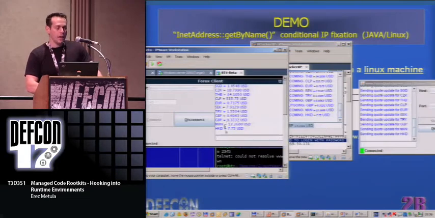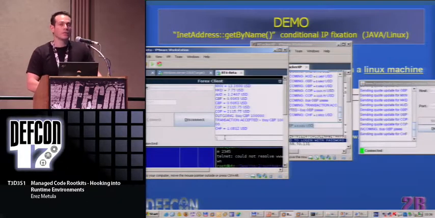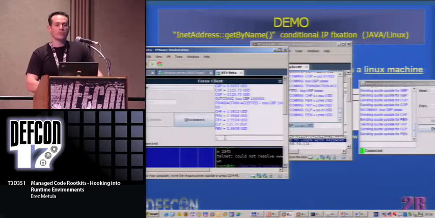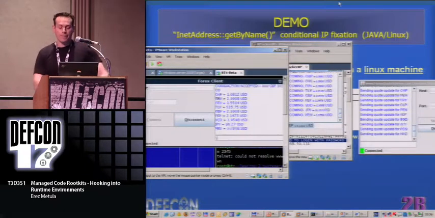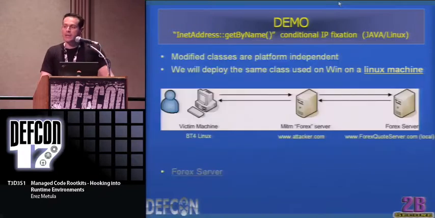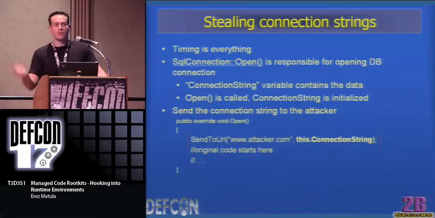And I wanted to inject code that does something like this: take this dot ConnectionString and send it to the attacker. But the thing is that I cannot inject it into the constructor of the object. I need to inject it into a place where I know that, when it is called, the connection string will already be initialized. The right place to do that is in Open. An application calls Open, which is initialized.